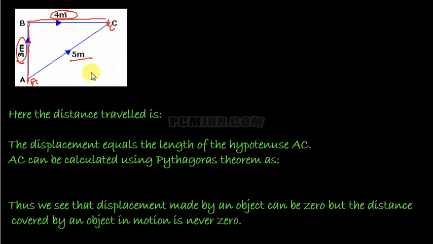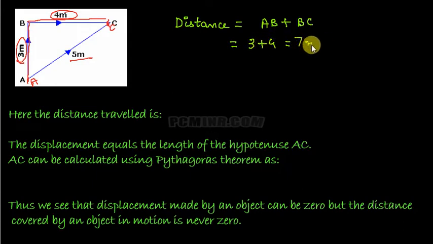You know how we calculate this? Here, what is going to be the distance? The distance is going to be again the actual length of the path covered, and that is AB plus the length of the path BC. So it's 3 plus 4, that gives you 7 meters. Simple. But what is the displacement?